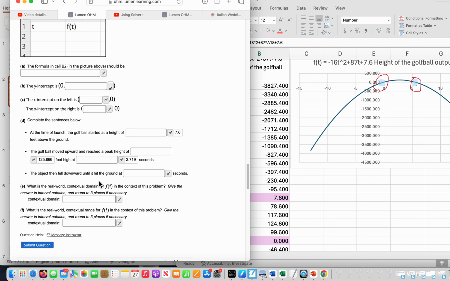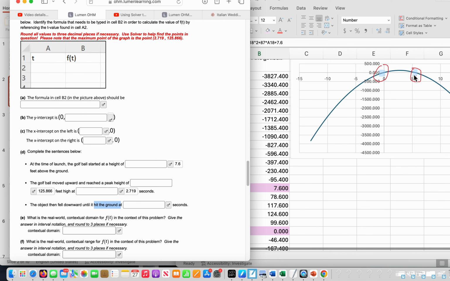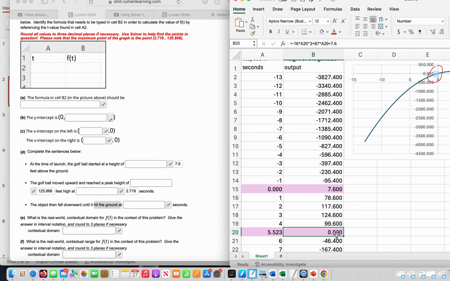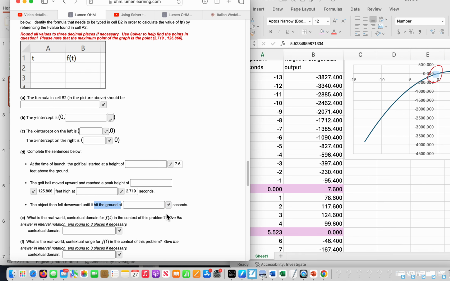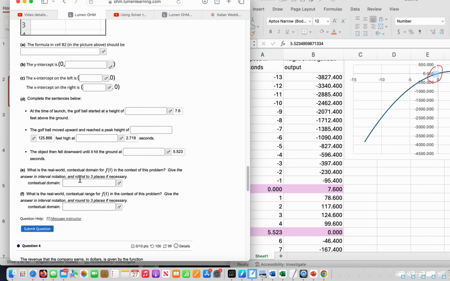The object then fell downward until it hit the ground at how many seconds? Well, if the ball hit the ground, it means that its height is 0. That's this other intercept here. That's why we came up with the intercept. So at 5.523 seconds, the height of the ball is 0, meaning it hit the ground. That's what this question is asking.